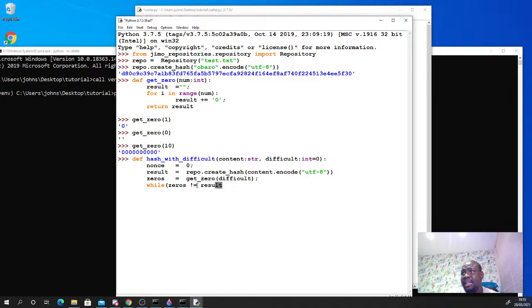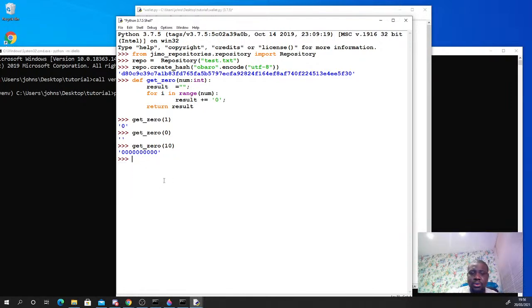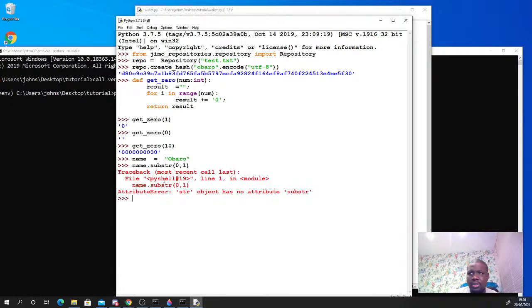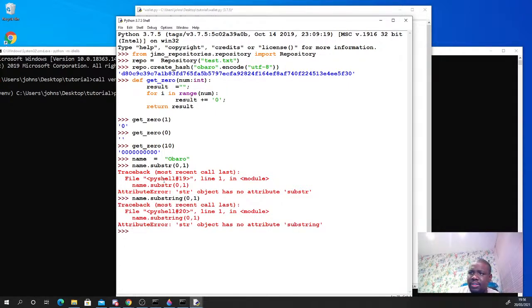So I'm going to copy this again. I will stop this. So if I have a value like name as Obaro, and I want to return OB only, I can substring it, I think. I can substring it, or I think I can say name.substring, yes, 0 to 1. Let me see if that works. Name.substring 0 to 1. That doesn't work, so we can google it.